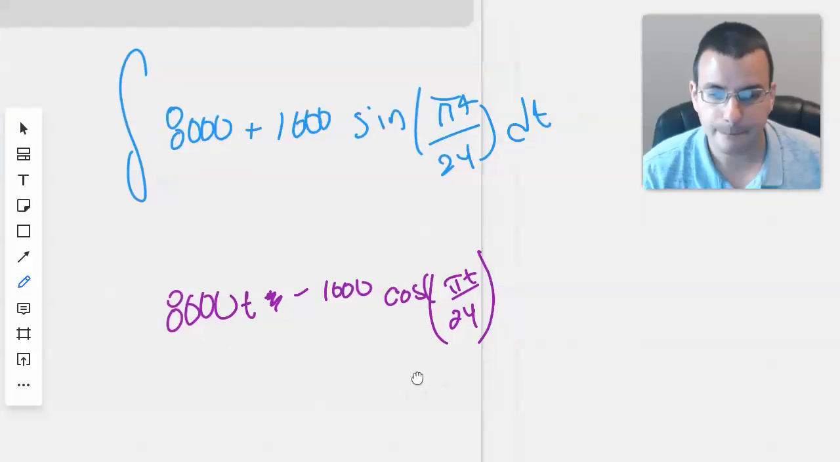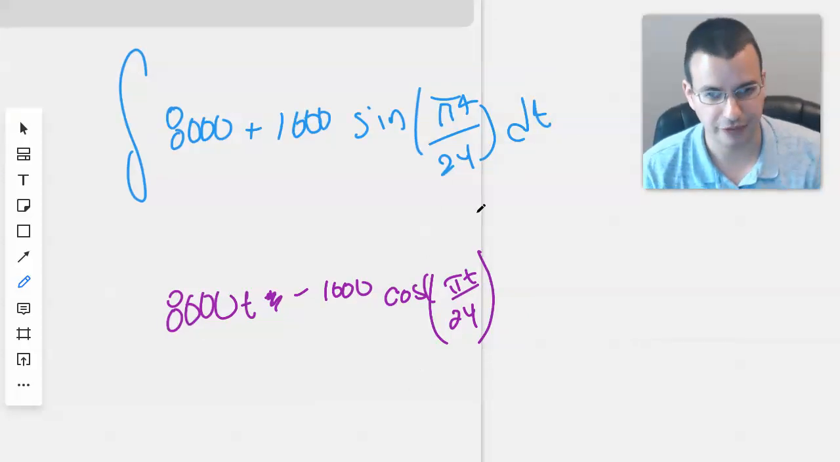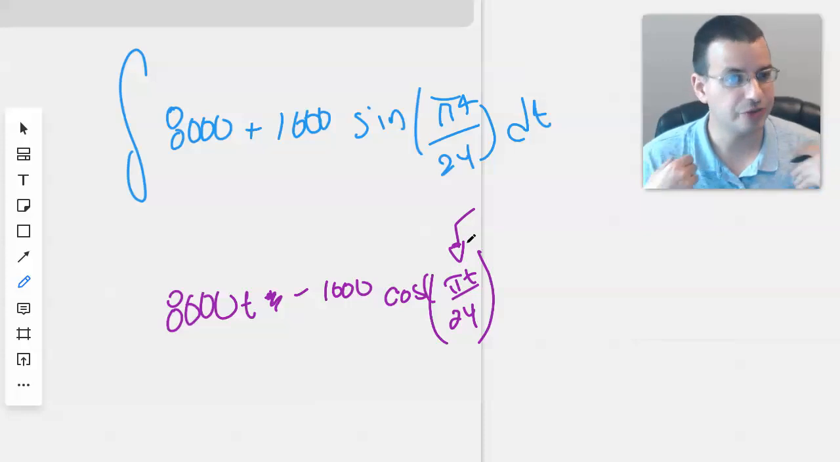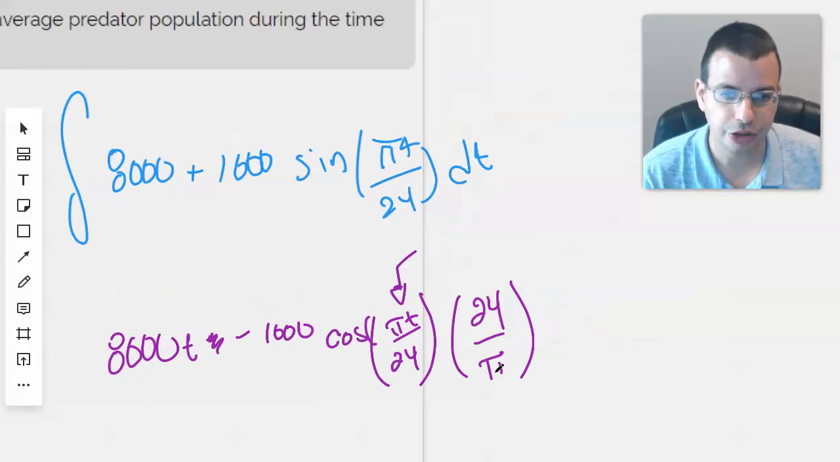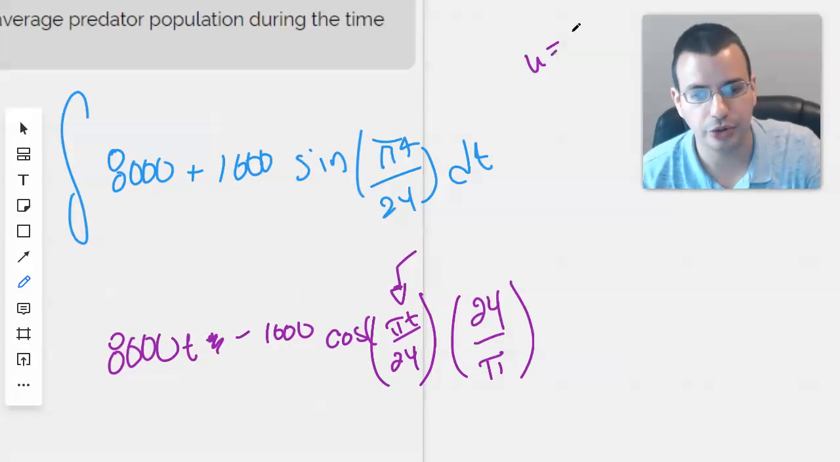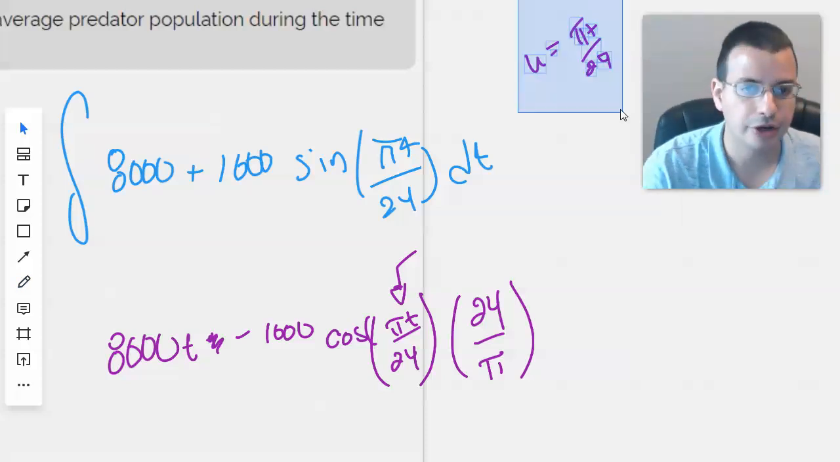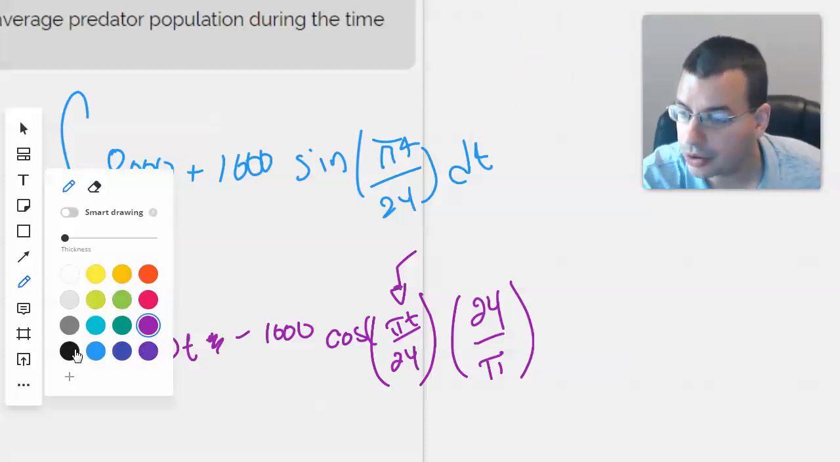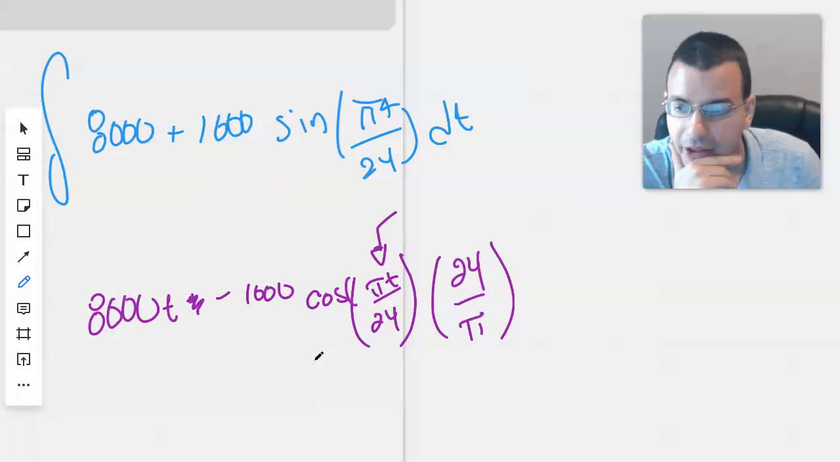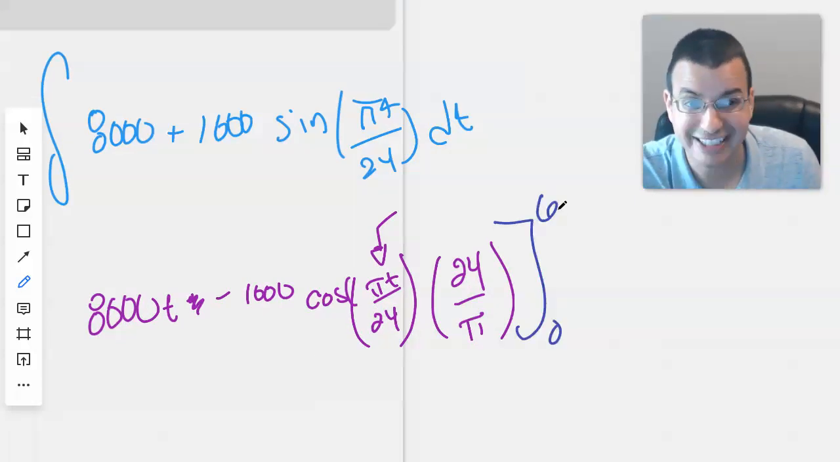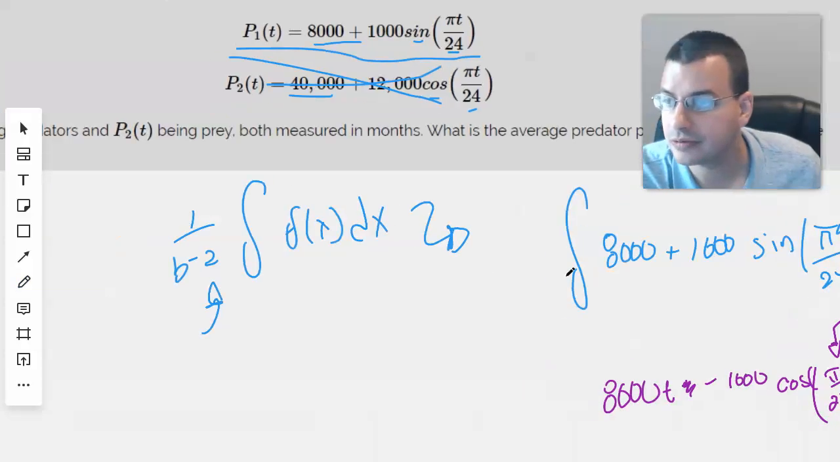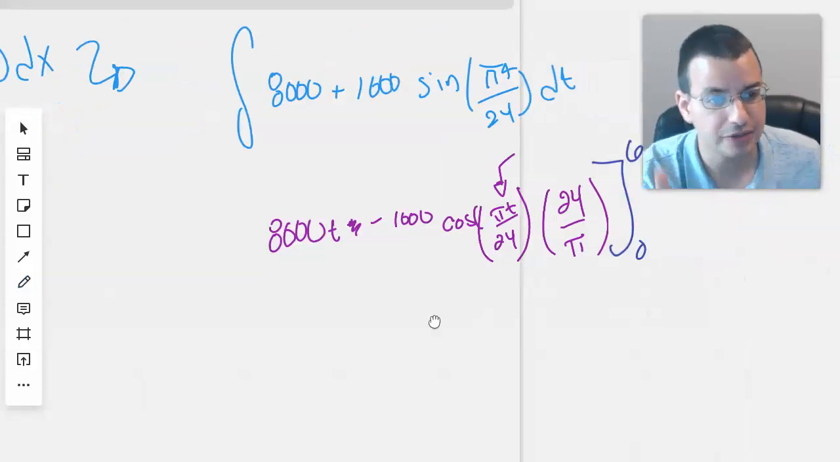And then we will multiply by the reciprocal of the derivative of the interior. You can figure that out through a substitution. So 24 over pi. The way you do that is you'd say that u equals pi t over 24. 24, not 29. Oh, blue. And we're going to solve this from 0 to 6. This first 6 months, right? First 6 months.